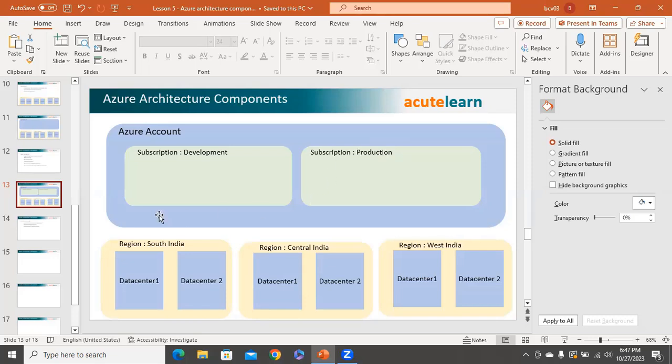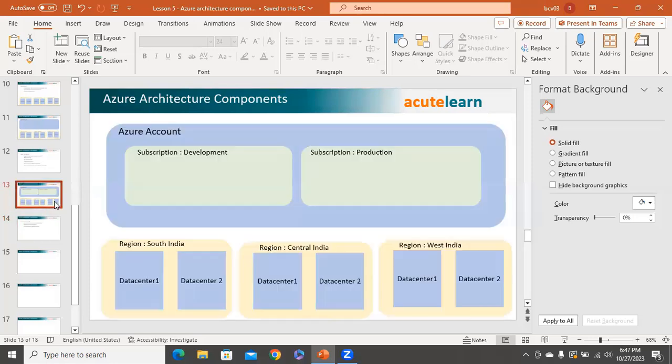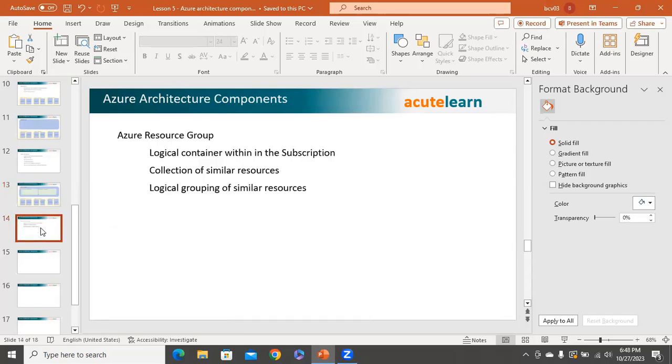At a later point of time, we can move the resources from one resource group to another, or from one subscription to another subscription. But a resource can be part of only one subscription and one resource group. A resource cannot be part of multiple subscriptions and multiple resource groups. Within the subscription, we can create resource groups where the resources are going to be created, logically mapped to the resource group under the subscription.